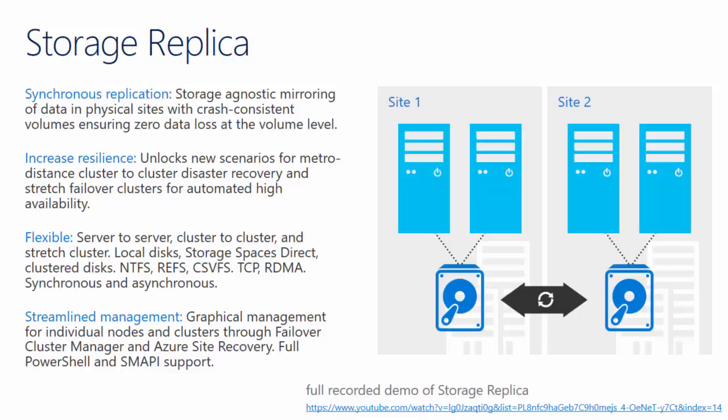We've got mirroring of the data across the physical sites, and we've got crash consistent volumes. This means that if one of the sites goes offline, we can bring the other one up without any issue. Previously people have had to look at SANs or third-party software solutions in order to deliver this, but in this case it's just part of Windows Server Data Center.